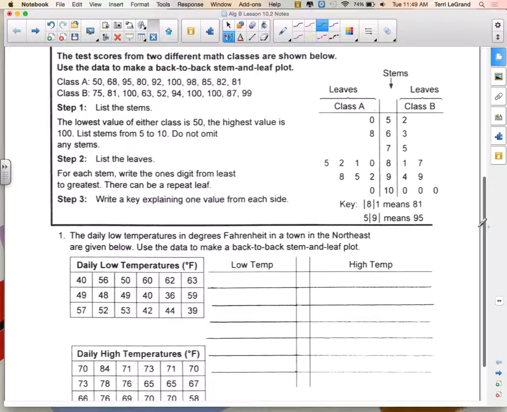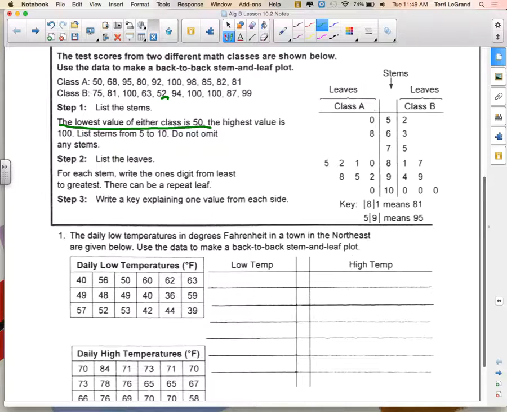So what you're going to have to do is pick the lowest value of either class, because you've got to know where to start with your stems. One class, the lowest score was what? Class A, what was its lowest score? That was a 50. What was the lowest score in Class B? 52. There it is, right? So they both ended up with scores in the 50s. That's pretty clear. We're going to start with a 5 for a stem, aren't we?